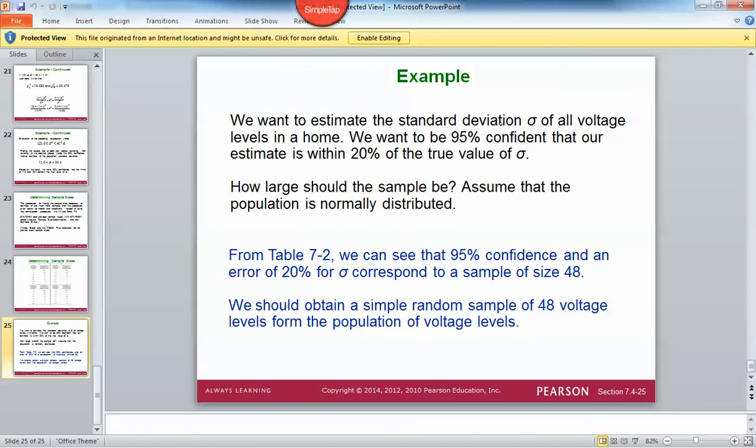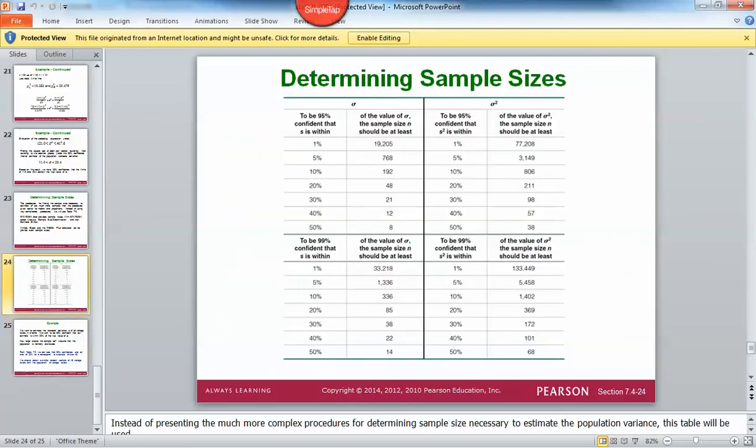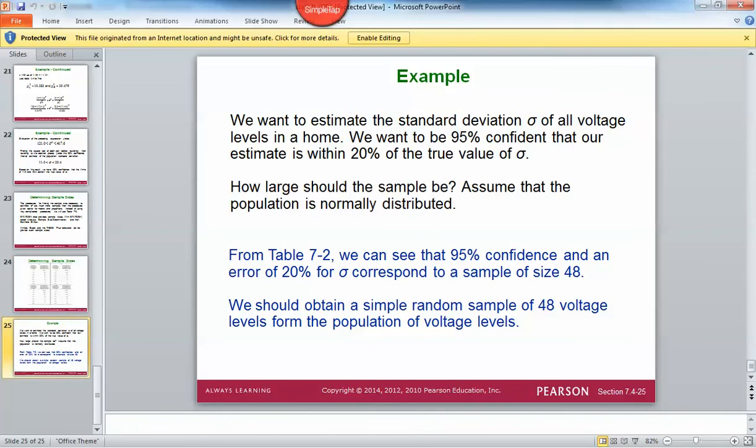Like this one right here, estimate the standard deviation of all voltage levels in homes. We want to be 95% confident that our estimate is within 20% of the true value of the population standard deviation. How large should the sample be? So we go to this table. We want it to be 95%, so you have to use either left or right. We're talking about standard deviation, so you use the one on the left, and it said we want to be within 20%. So go over, what's the sample size need to be? 48. Okay, so it's that easy. Really, it's just reading a table.